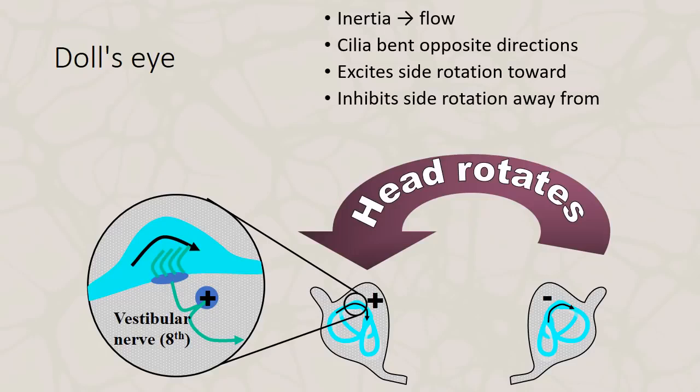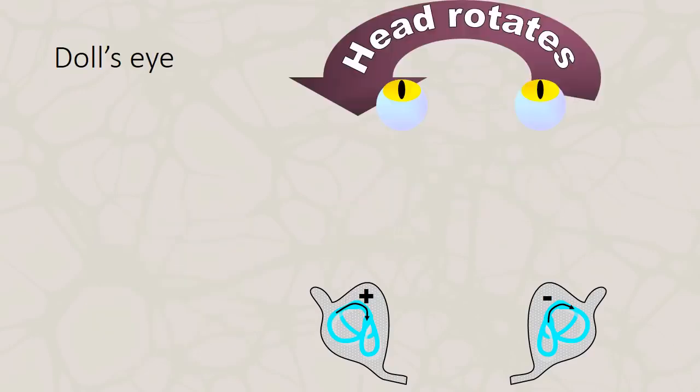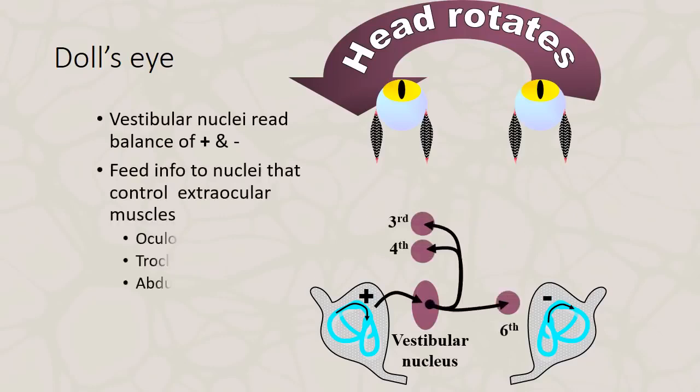If the hair cells are bent medially, that causes excitation, and if they're bent laterally, that causes inhibition. That is what the vestibular nuclei are going to use to detect the speed and direction of the head movement. So when the head moves to one side, the vestibular nuclei on one side get excited and the other gets inhibited. The vestibular nuclei read that imbalance and send the information to 3, 4, and 6, which rotates the eye in the opposite direction at exactly the same speed.